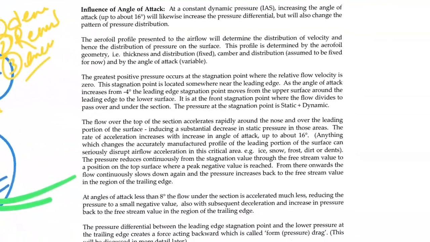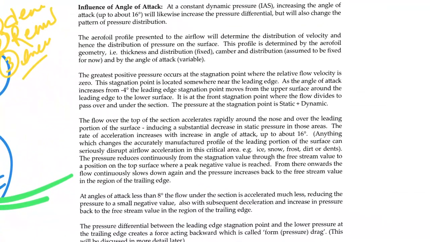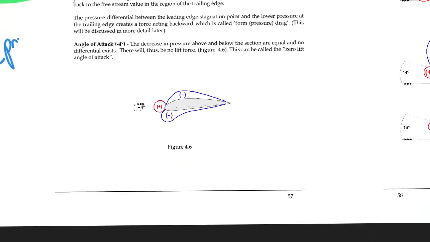Now most of the students do not read these pages. They think this is unnecessary, but it is very, very important. You have to read these pages at least 5 to 10 times. Influence of angle of attack at a constant dynamic pressure IAS. Increasing the angle of attack up to 16 degrees will likewise increase the pressure differential, but also will change the pattern of pressure distribution. We need to understand the change of the pattern of pressure distribution. What is this pressure distribution? Okay, let's come to this image.